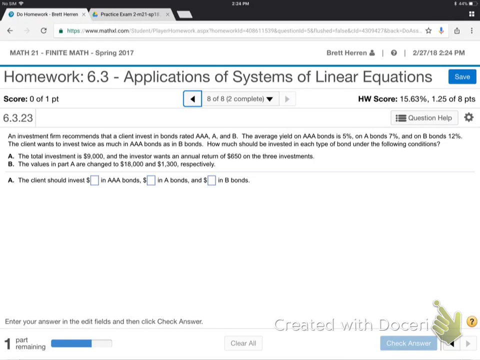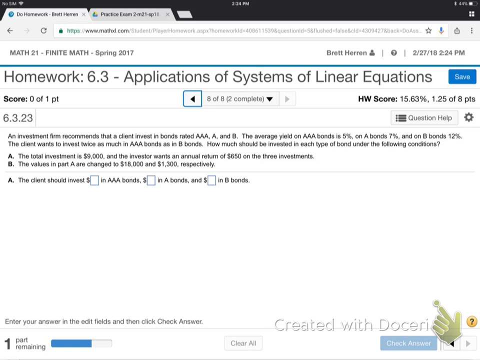All right, last one. Here we go. An investment firm recommends that a client invest in bonds rated AAA, single A, and B. The average yield in AAA is 5%. A is 7%. B is 12%. The client wants to invest twice as much in AAA bonds as B bonds. How much should we invest in each type, under the following conditions? The total investment is $9,000. The investor wants an annual return of $650 on the 3 investments.